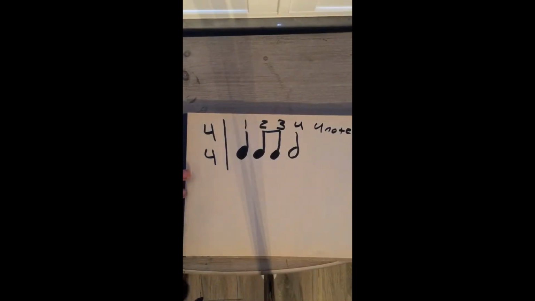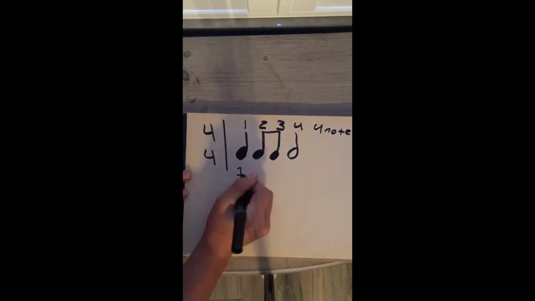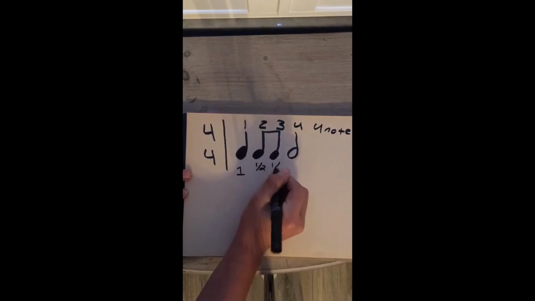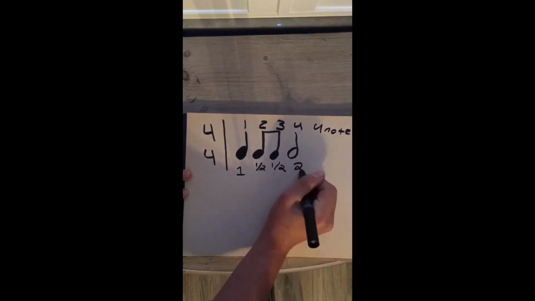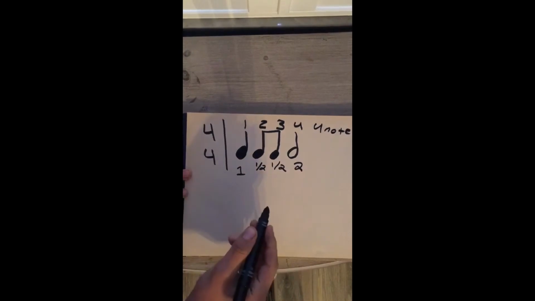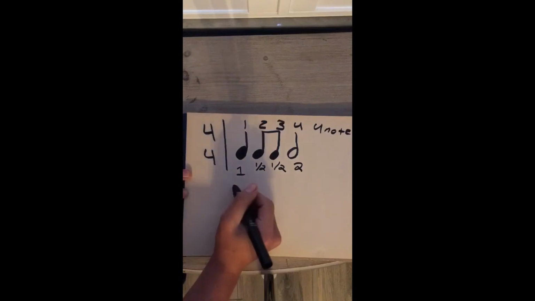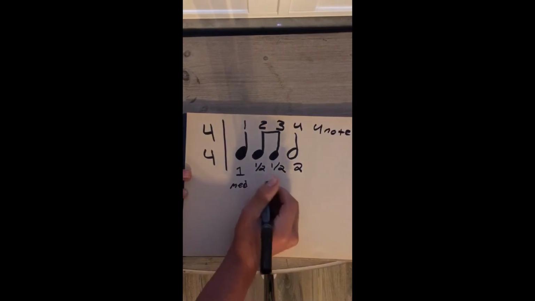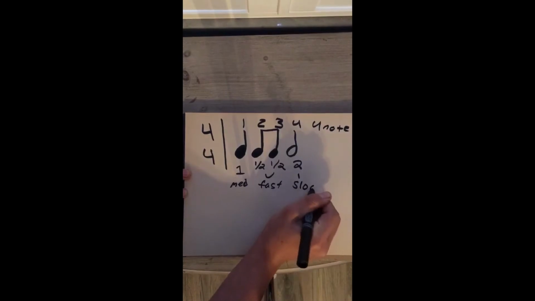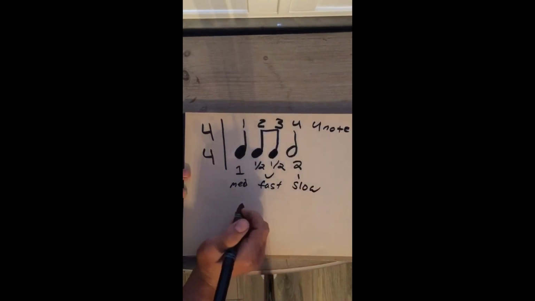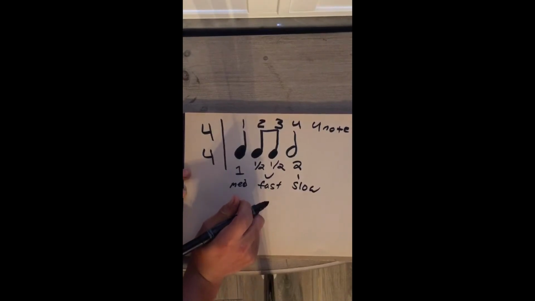Next, you want to see how many beats are each note worth. The quarter note is worth 1 beat. The eighth notes are worth half a beat, and the half note is worth 2 beats. So then you want to determine when is it going to be fast and when is it going to be slow. So this is probably going to be middle. This is going to be fast, and this will be slow. After you think about all that, the question should be fairly simple.